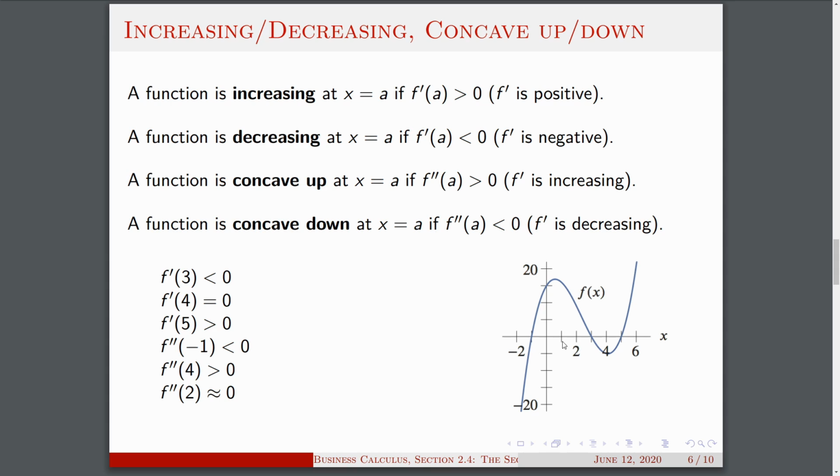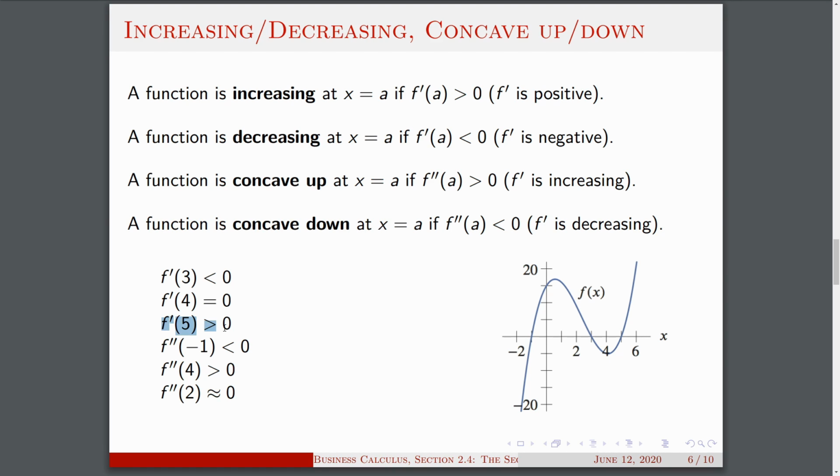So f prime of 4. So the x value is 4. So we're talking about this point here on the graph. And the slope is 0. If I were to make the slope of the tangent line, it would be a horizontal line. To the left of it, it's decreasing. To the right of it, it's increasing. So these points where we have the slope being 0, that's usually a maximum or a minimum. So this is a way to find relative extrema of functions.